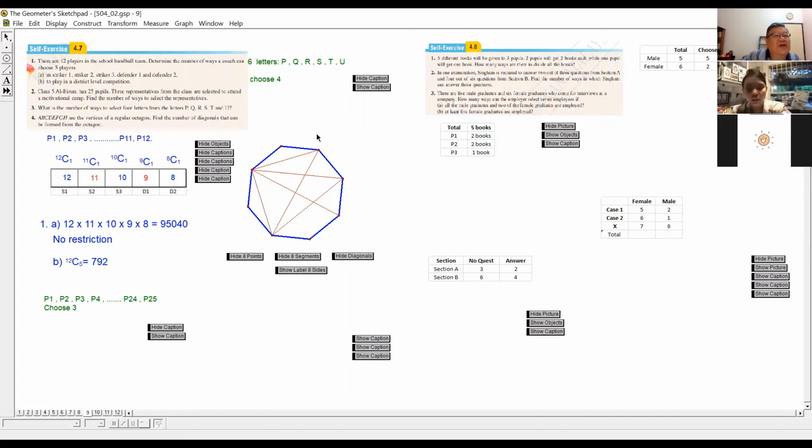Okay, so 3 representatives are selected to attend a motivational camp. Find the number of ways. This one is very direct. Can you guess what is the answer?